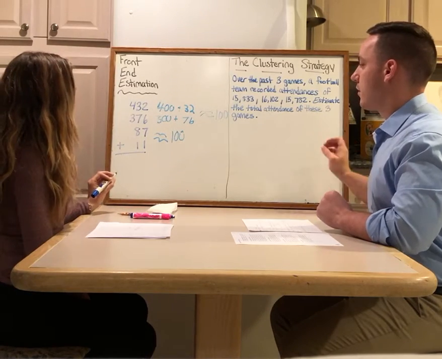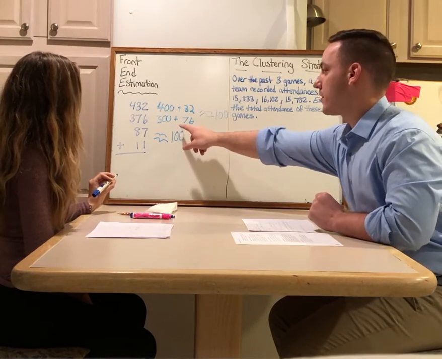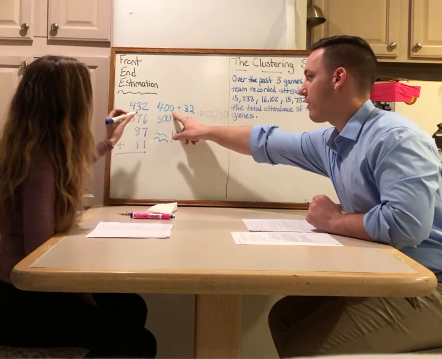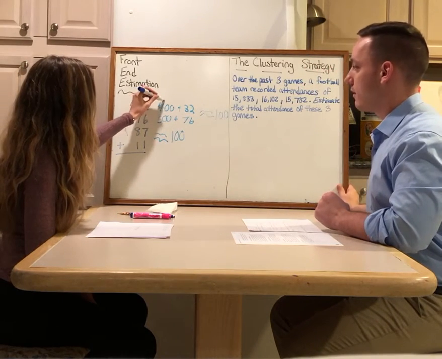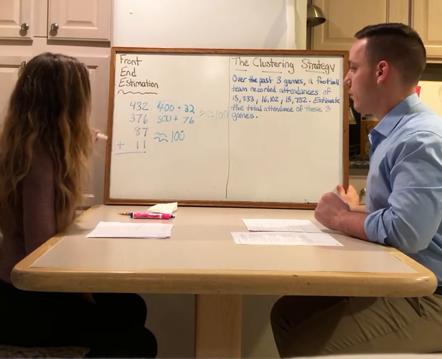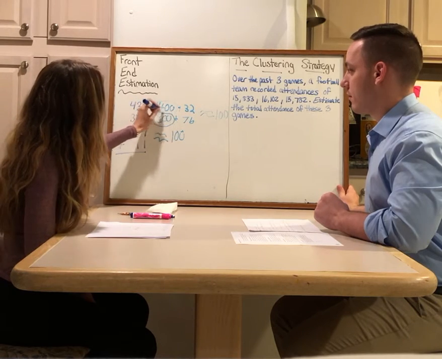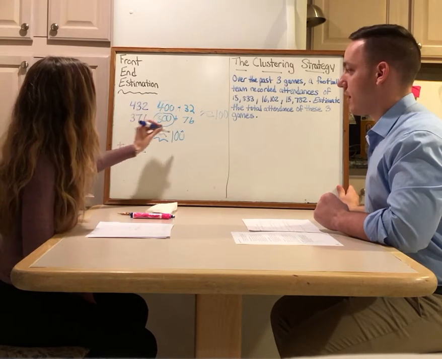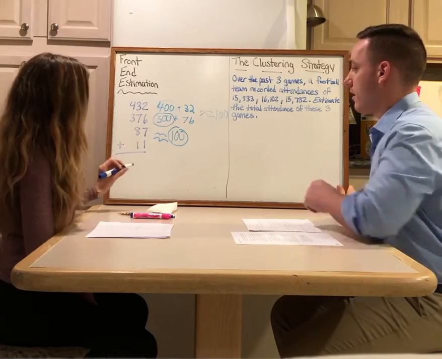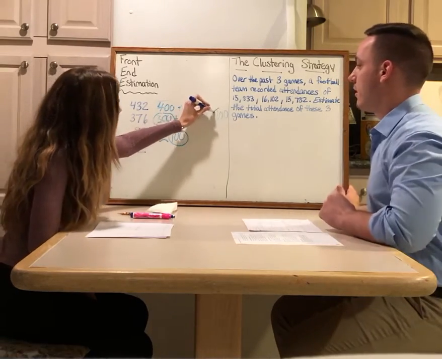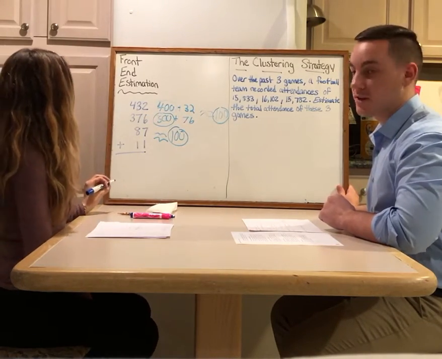Okay, so if you notice now, what you're left with is one group. Circle the groups that we already have. We have one group of 400, circle that. One group of 300. One group of 100 that we got from 87 and 11. And another group of 100 that we got from 32 and 76.